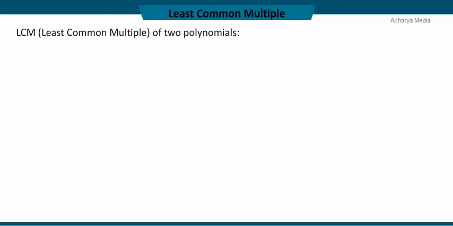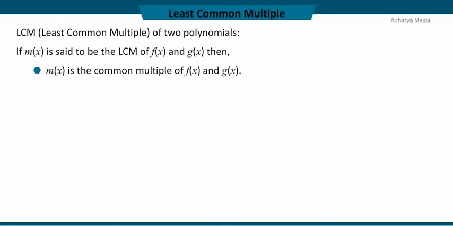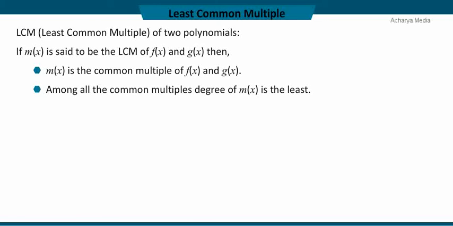LCM. Least common multiple of two polynomials. If m of x is said to be the LCM of f of x and g of x, then m of x is the common multiple of f of x and g of x. Among all the common multiples, the degree of m of x is the least. Let's now learn how to find LCM using factorization method.